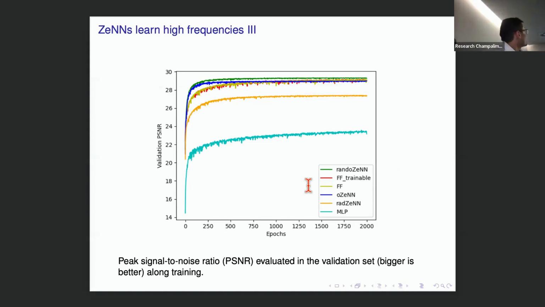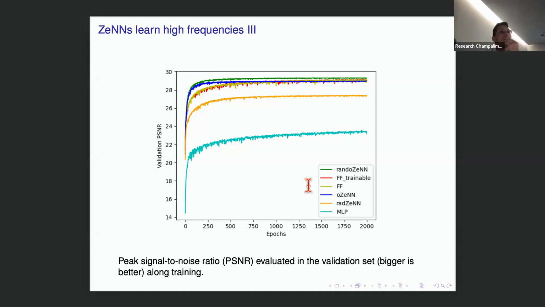Yeah, I think it ends up, for example, being overtaken by the Fourier features at the end. It goes up quite fast in the beginning, so it learns very well in the beginning, but then it ends up learning very slowly after that.